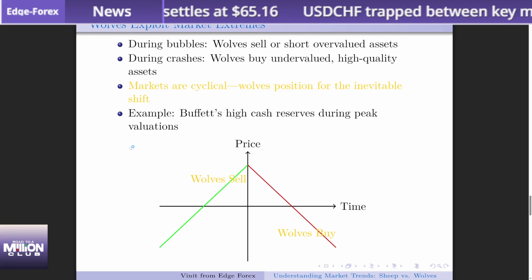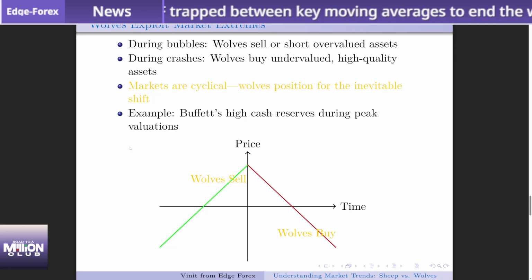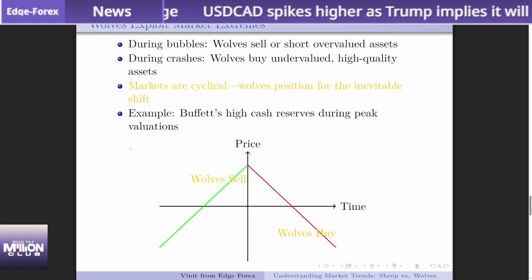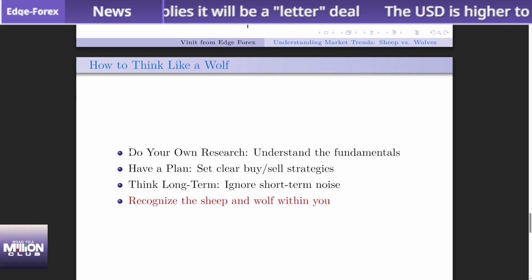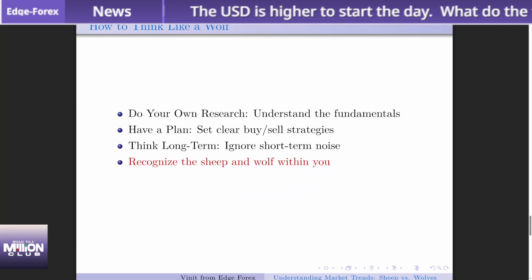So the wolf mentality doesn't just ride trends, it exploits the extremes of trends that are created by the sheep. When a trend becomes an overblown bubble, the wolf sees an opportunity to sell or short the market, betting on the inevitable crash. When a trend becomes a panic-fueled crash, the wolf sees an opportunity to buy low, betting on the inevitable recovery. The wolf understands that markets are cyclical. They know that after a period of irrational exuberance, a downtrend will come. And after a period of intense fear and panic, an uptrend will eventually return. They position themselves to profit from these natural shifts.